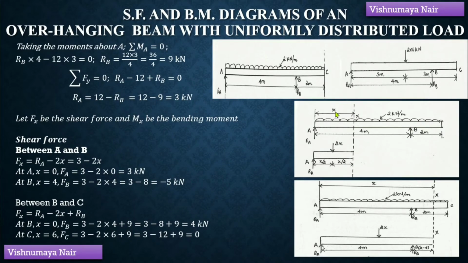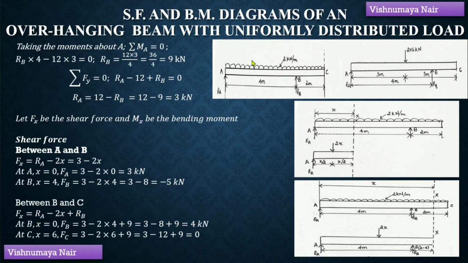Now, you can vary this distance x of the section from the end A in order to find out the variation of shear force between the points A and B. Now, at the end A, x equal to 0, right? So, Fa will be equal to 3 minus 2 into 0, which is equal to 3 kilonewton. Now, at this point B, x equal to 4 meters. So, Fb will be equal to 3 minus 2 into 4, which is equal to 3 minus 8, which is equal to minus 5 kilonewton.